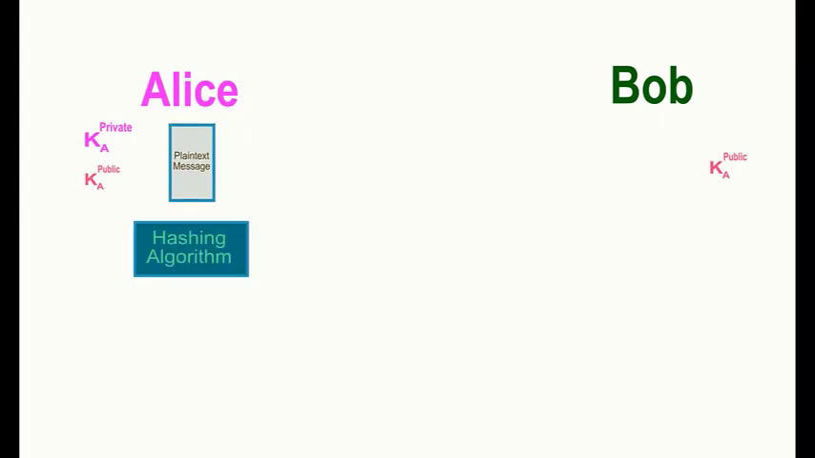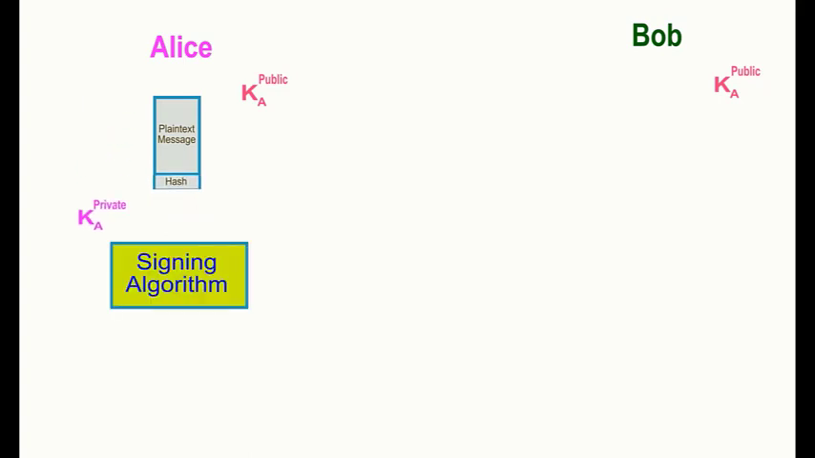Alice generates a pair of keys, public and private, and shares her public key with Bob. She then calculates the hash of the plain text message using a hashing algorithm. She then combines the plain text message with the hash and digitally signs it with her private key.